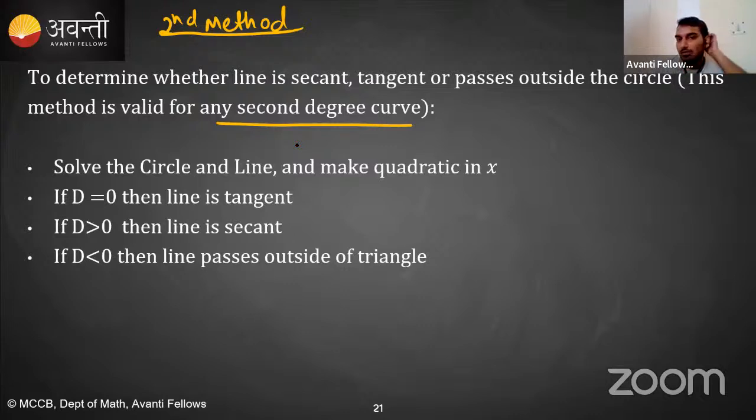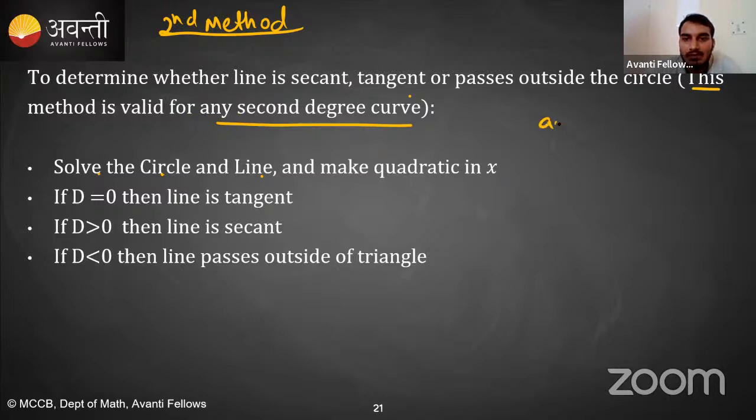So what we do: determine whether the line is secant, tangent, or passing outside the circle. Solve the line and the circle. For this case, we are just focusing on the circle, but make sure you understand that this method is always valid for any second degree curve.